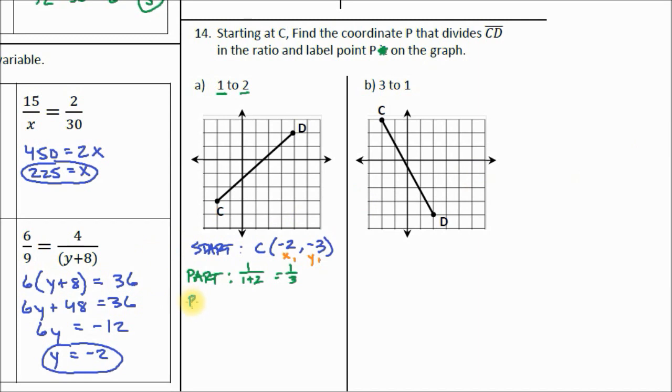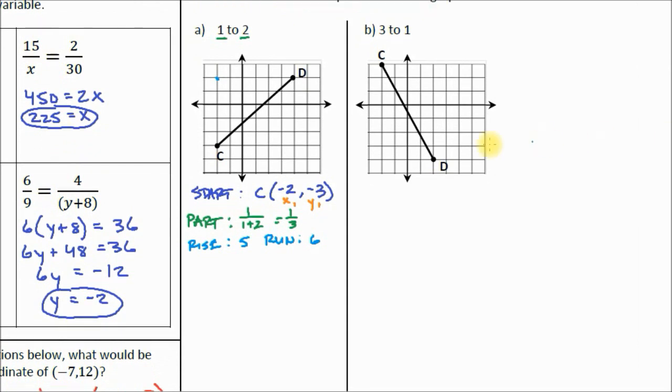Our next part is to find rise and run. So we've got rise. Starting at point C, let's do our rise. 1, 2, 3, 4, 5. We go up 5 to get to the same level as D, so our rise is 5. Our run is our x movement. 1, 2, 3, 4, 5, 6. So our rise is 5 and our run is 6.